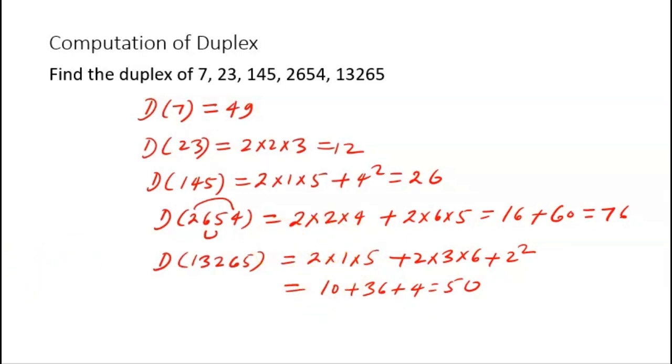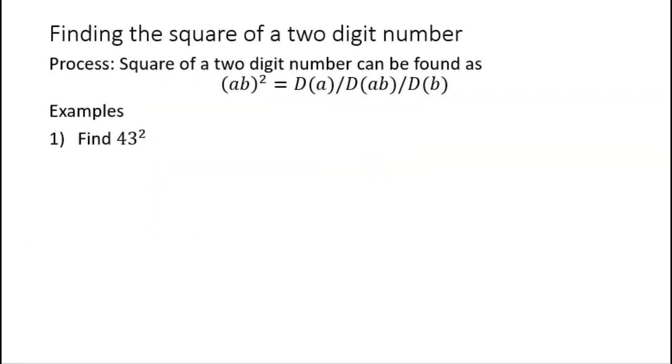Now using the concept of duplex, we can find the square of any number. So let us do that. To find the square of a 2 digit number, suppose we have a number like AB, then AB square is written as duplex of A slash duplex of AB slash duplex of B, and then we adjust the terms appropriately, and that I will explain through this example.